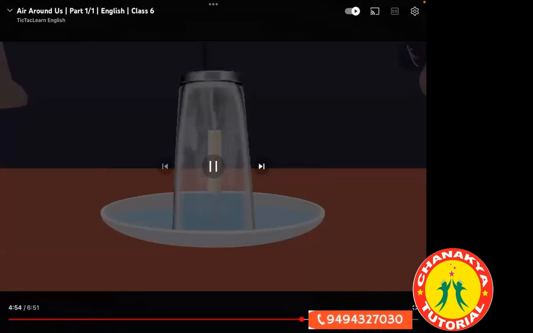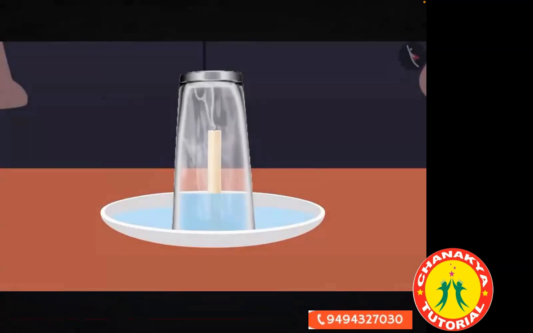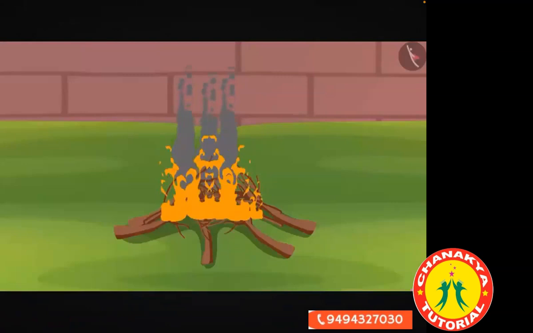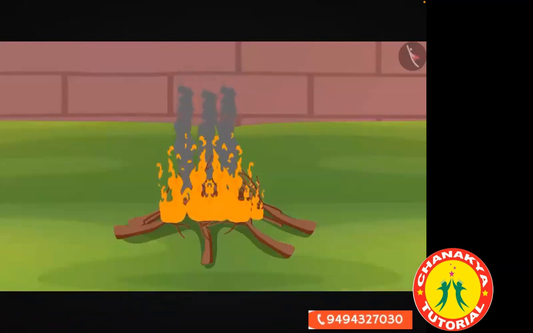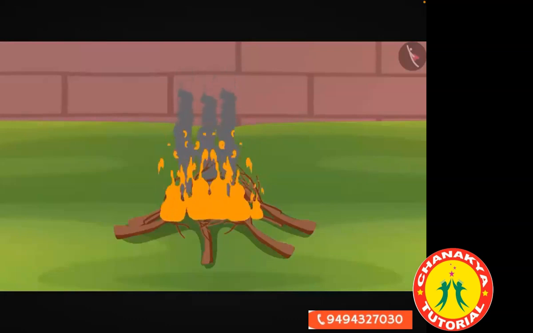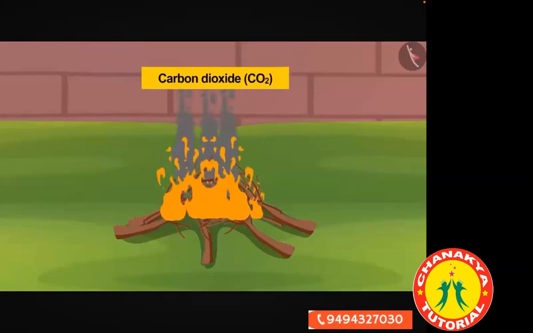Water. And see, fumes have also filled the glass. It is probably a mixture of carbon dioxide and toxic gases. What an interesting experiment it was. Have you seen that whenever we burn wood, it gives black fumes? That fume is a mixture of many gases, of which CO2 is the main component.